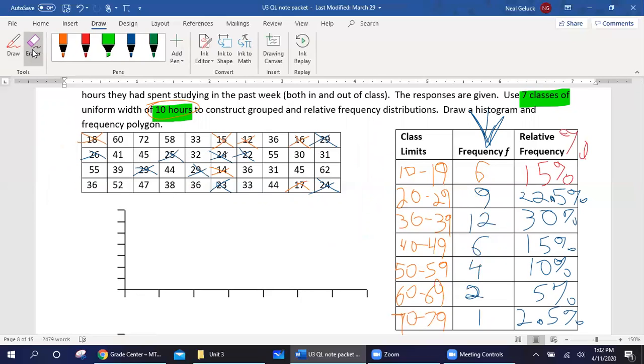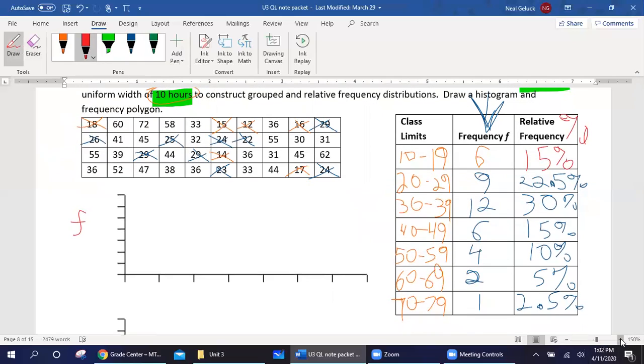Okay, so we've got our data, but now we want to display it in a histogram. A histogram is essentially a bar chart or a bar graph. My vertical axis on a histogram is always the frequencies, so that's going to be F. My horizontal axis for this problem is going to be the hours studying.